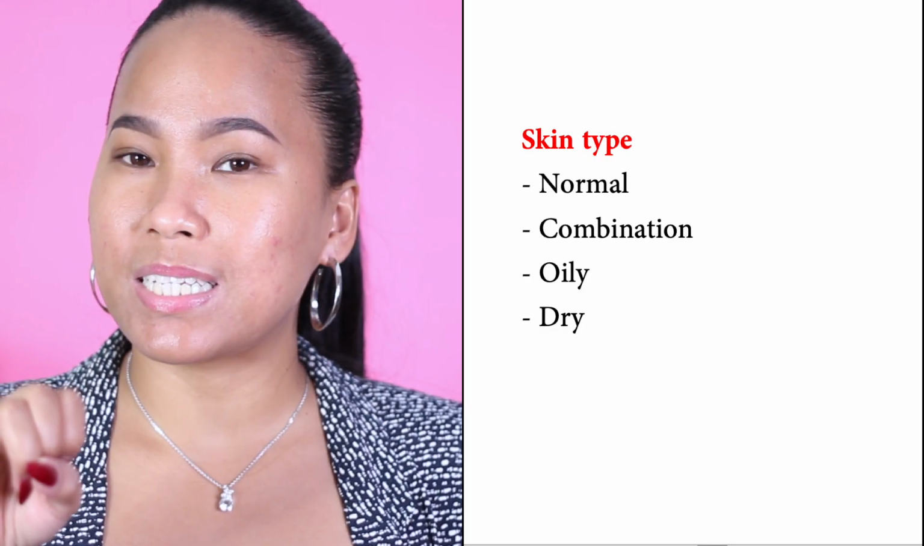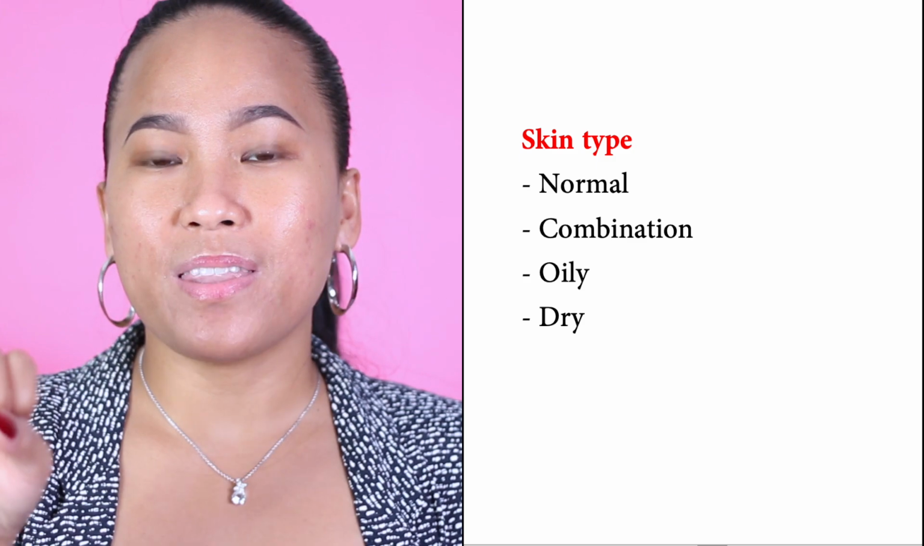Let's start on how to know your skin type. There are 4 skin types: normal, combination, oily, and dry. Normal skin type is soft, with no blemishes, smooth skin, and doesn't have any shine all over the face, which is a very lucky and very blessed skin type.